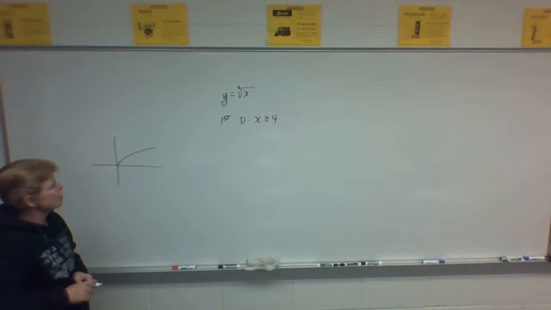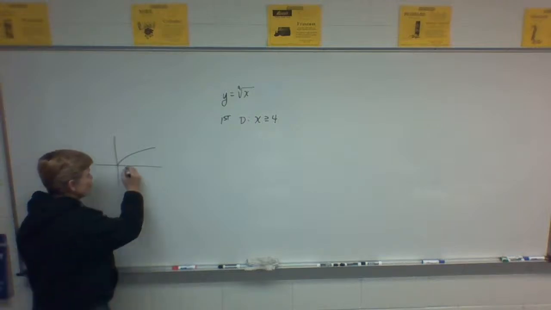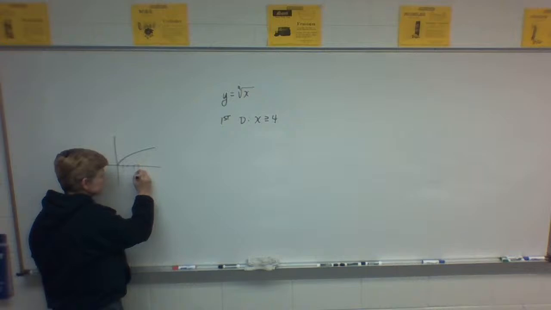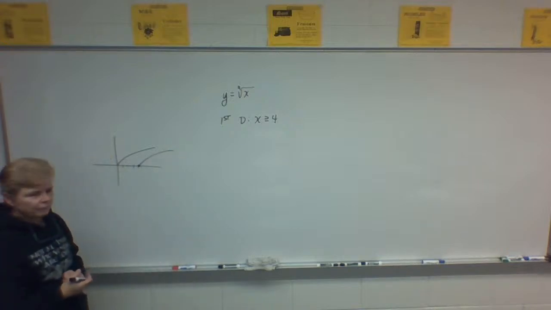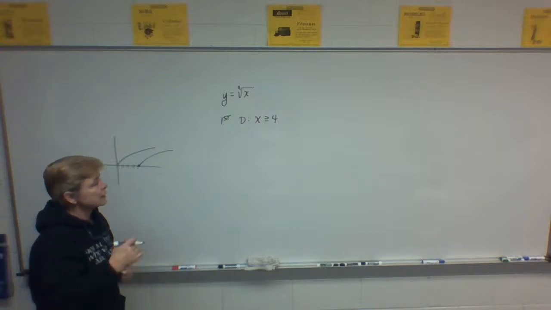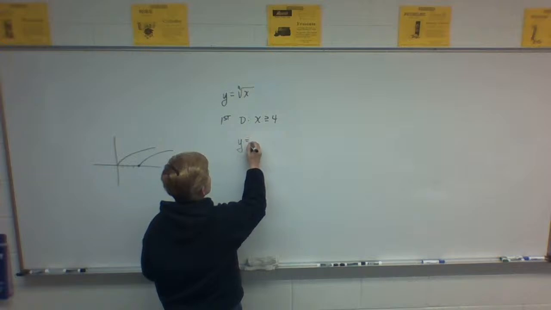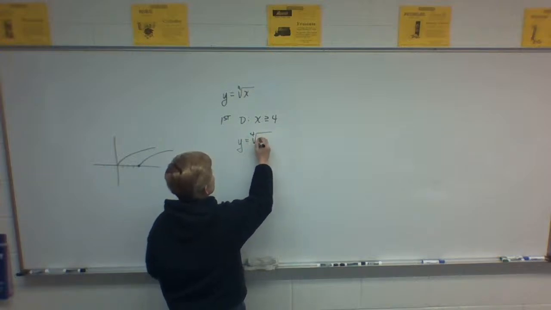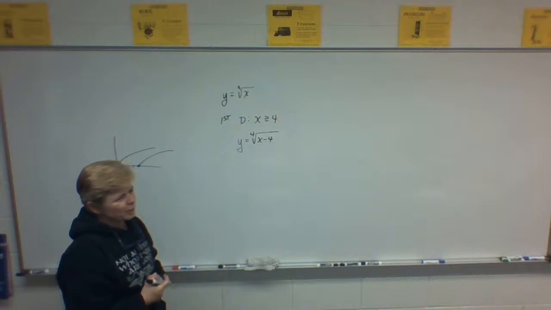Greater than or equal to 0. What are you going to have to do to this thing to make its domain greater than or equal to 4? Move it over 4. How do you do that? Minus 4 on the inside. Yep. So I would write y is equal to the fourth root of x minus 4. So that's not so bad, right?